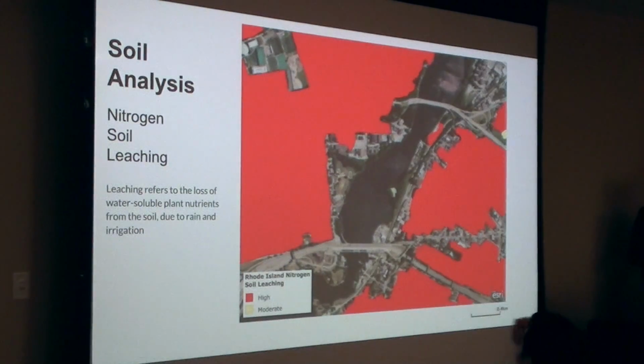Another part of the soil analysis was nitrogen soil leaching. Also, as you can see here, probably covering 80% of our site are high nitrogen soil leaching areas that can affect the soil in negative ways for vegetation, animals, or other things.